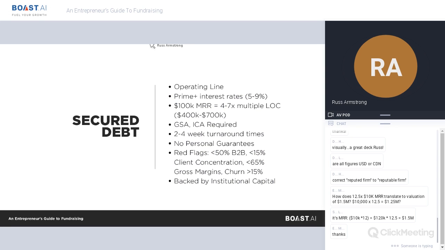So first, we're going to start off with our secured debt. These are bank debts, and it's usually at a prime plus type interest rate. Typically, you'll see these in the 5 to 9% range. Minimum qualifying is usually around 100K in MRR, where you'll get a 4 to 7 times multiple as a line of credit, which would mean a $400,000 to $700,000 line of credit that you'll get. These are first in line and secured by the IP of the company, so you'll have to sign a security agreement, a general security agreement.